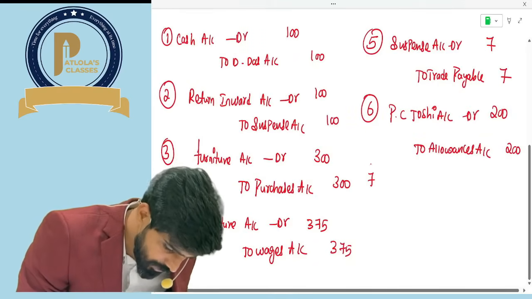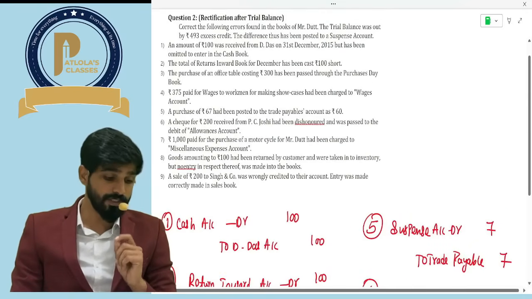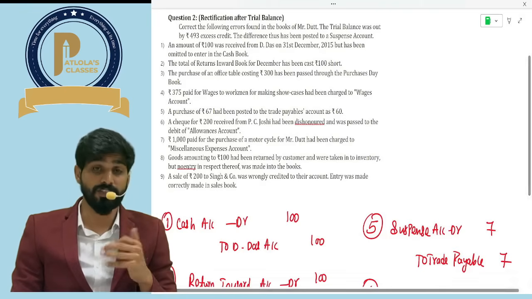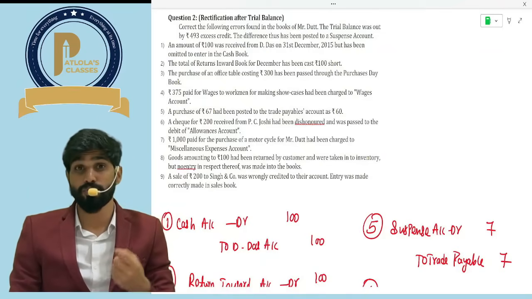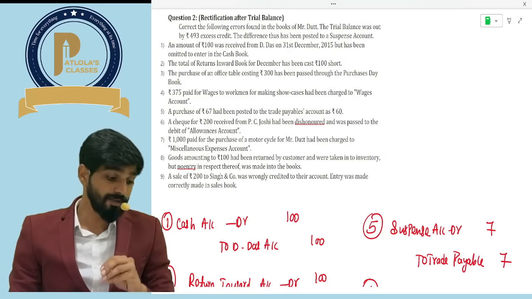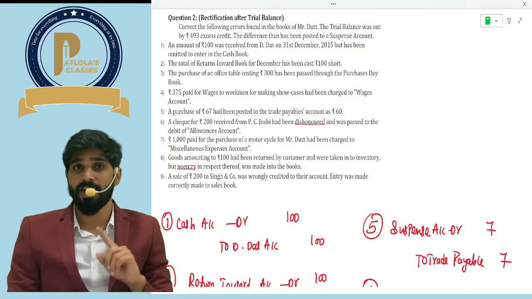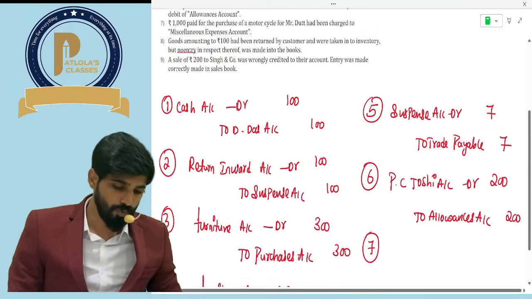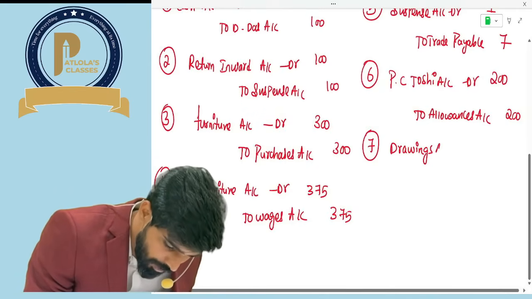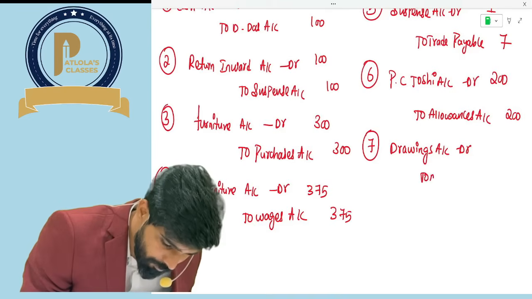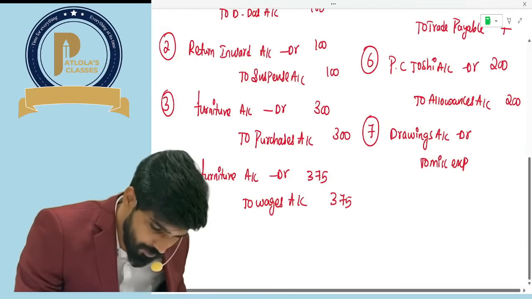Next, coming to the seventh one. 1000 paid for purchase of a motorcycle, but not for us. It is for Mr. Dutt. Can I say it is a drawing? Yes. It has been charged to miscellaneous expenses. You should have debited drawings, but you have debited miscellaneous expenses. So miscellaneous expenses have to be cancelled by crediting and drawings account has to be debited. What is the rectification entry? Drawings account debit to miscellaneous expenses. How much is the amount? Amount is 1000.